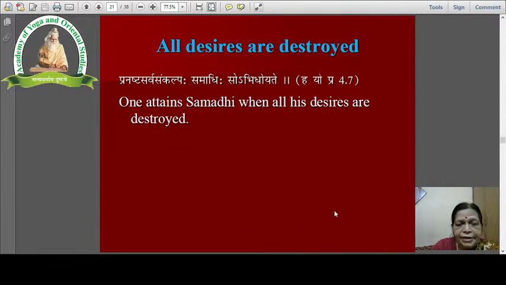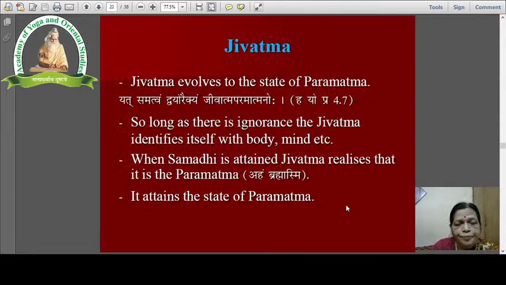What happens to the desires? All the desires are destroyed in the yogi. "Pranashta sarva sankalpa samadhi sovidiyate." One attains samadhi when all his desires are destroyed. There is no desire in the yogi. All his desires are destroyed. Then only he can attain samadhi. He gets samadhi only if all his desires are destroyed.